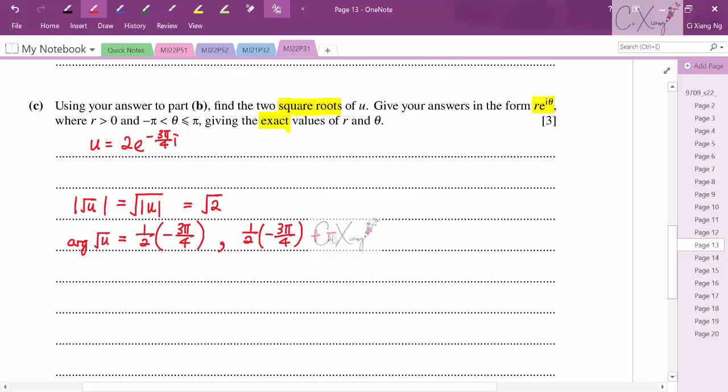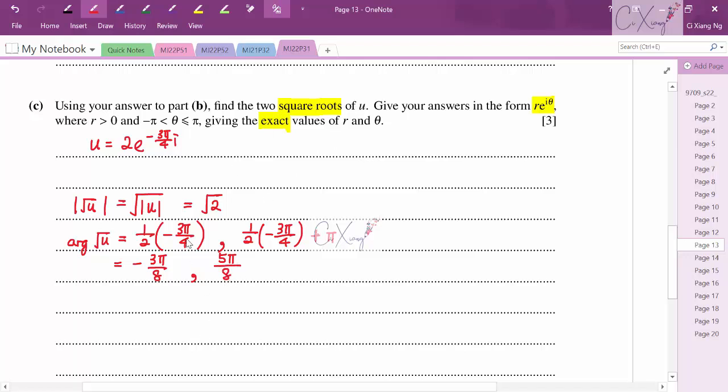Which is the half round, or 180 degrees, to make it become positive, to get the argument of a square root. So for the first value here, we have negative 3 pi over 4 divided by 2, and we get negative 3 pi over 8. For the second answer here, it will be negative 3 pi over 8, and we add back the pi so that we can get a positive value for the square root here. And then the positive argument for this square root will be 5 pi over 8.